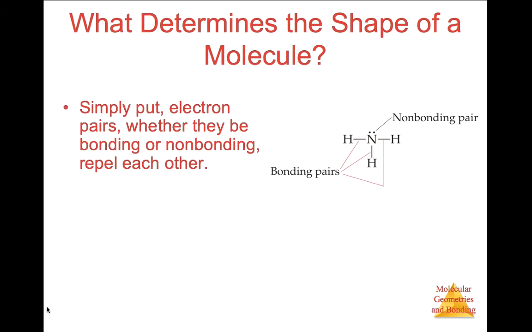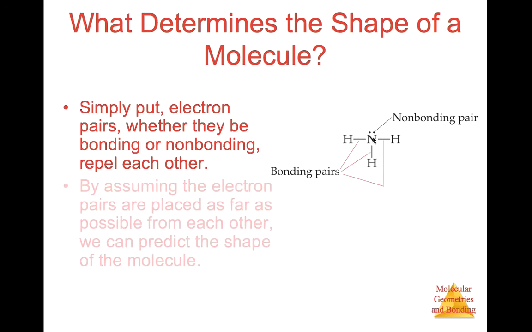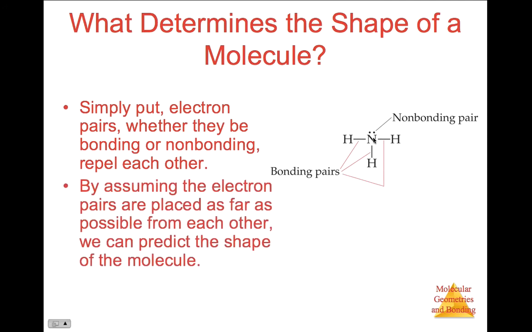So what determines the shape of a molecule? Simply put, the electron pairs, whether they be bonded or non-bonded. If we look here, this pair of electrons right here is called a non-bonded pair, and these three are called bonded pairs of electrons. These electrons repel each other, and since they repel each other, they want to spread out around the central atom, in this case nitrogen, as far as possible. By assuming the electron pairs are placed as far as possible from each other, we can predict the shape of the molecule.